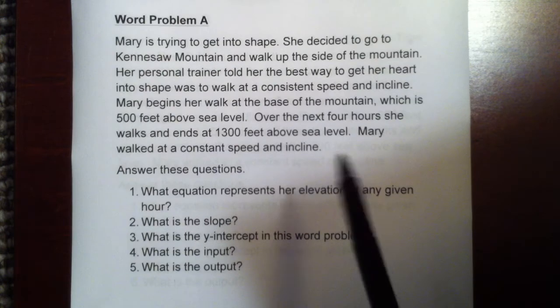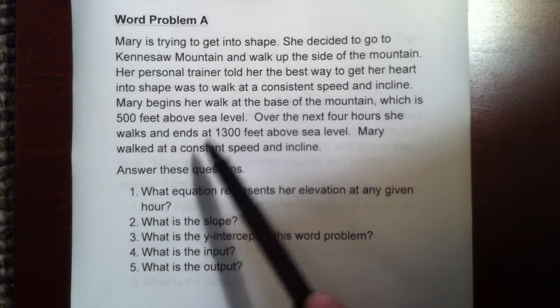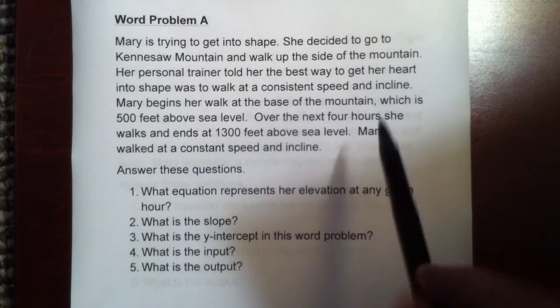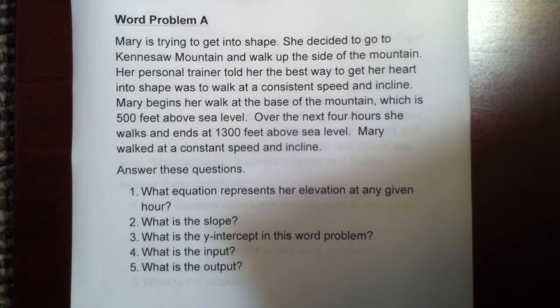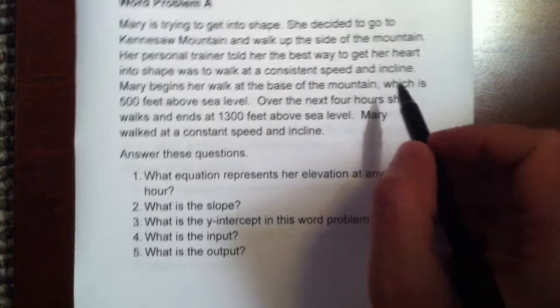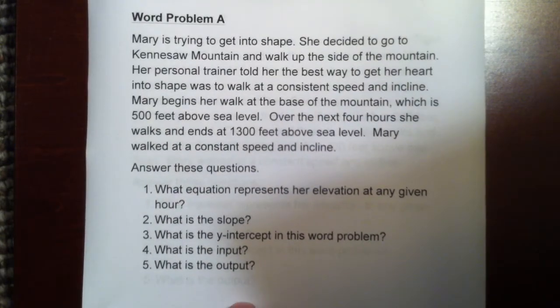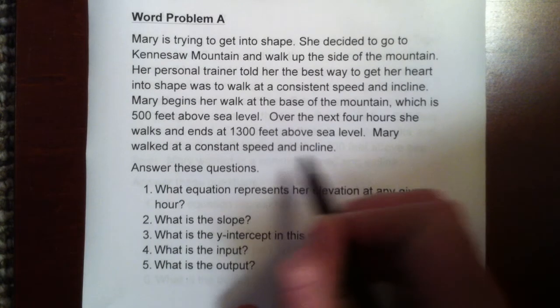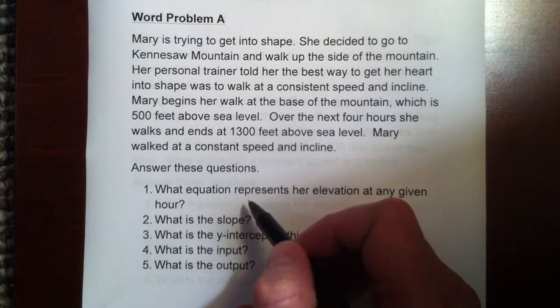Her personal trainer has told her the best way to get her heart into shape is to walk at a constant speed and incline. And constant speed and incline is basically my way of telling you this is going to be a straight line. And all of these are really. That's the only way you can really measure a slope in the first place. Mary begins her walk at the base of the mountain, which is 500 feet above sea level. Over the next 4 hours, she will walk and end up 1,300 feet above sea level. Mary walked at a constant speed and incline.